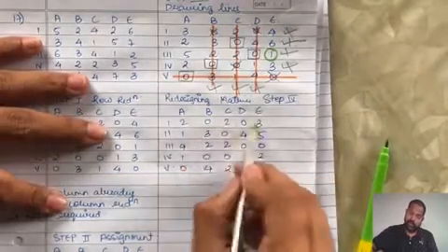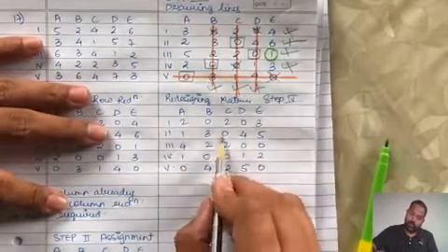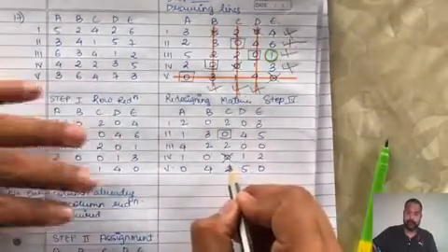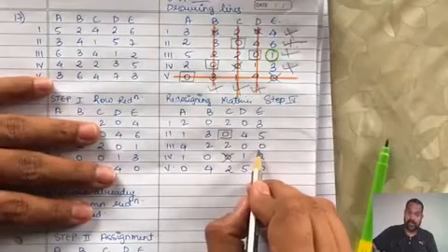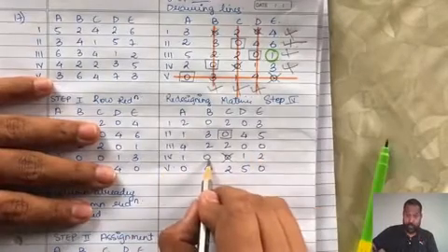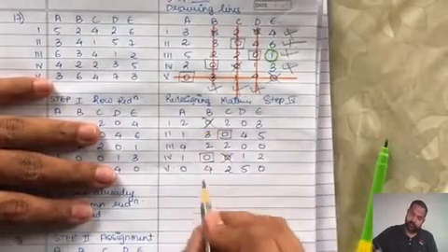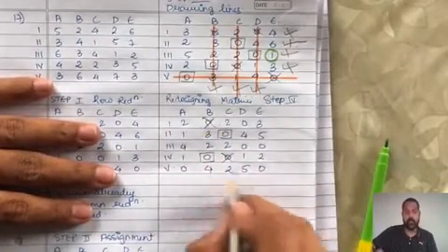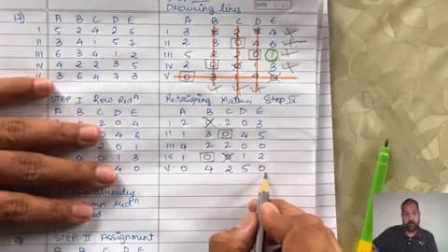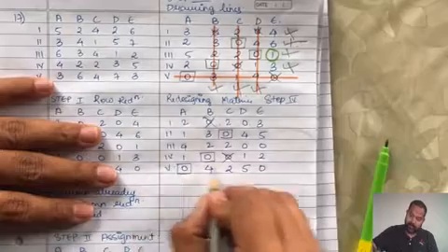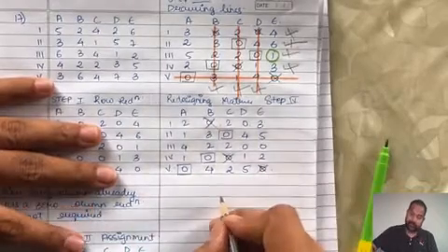2 zeros cannot do anything. 1 0, mark it as an assignment. Cancel every 0 in that column. 2 zeros cannot do anything. 1 0, mark it as an assignment. Cancel every 0 in that column. 2 zeros cannot do anything. Let's go column wise. 1 0, mark it as an assignment. Cancel every 0 in that row.